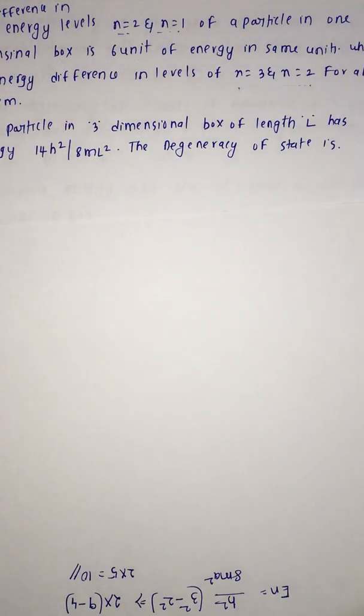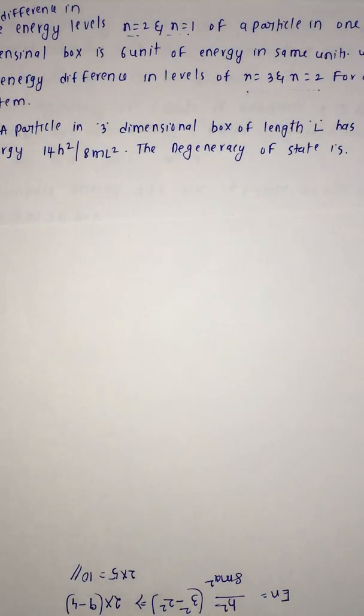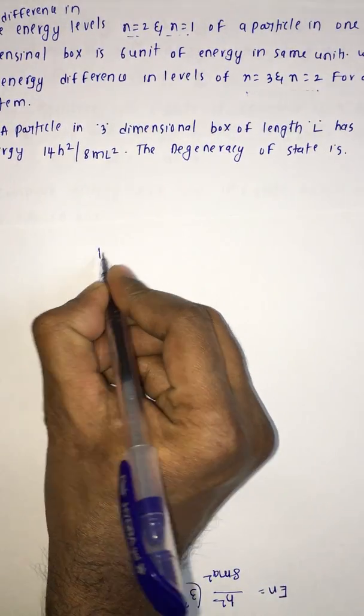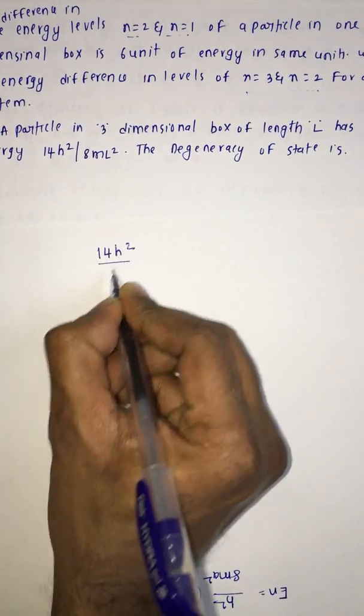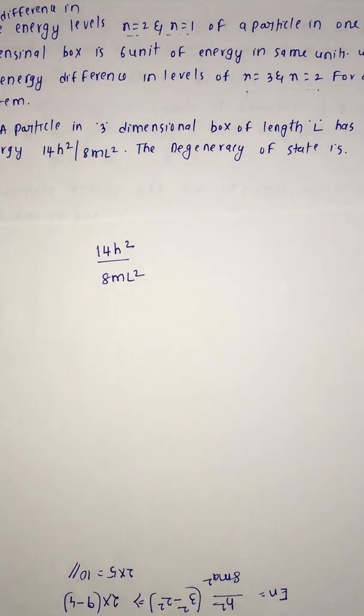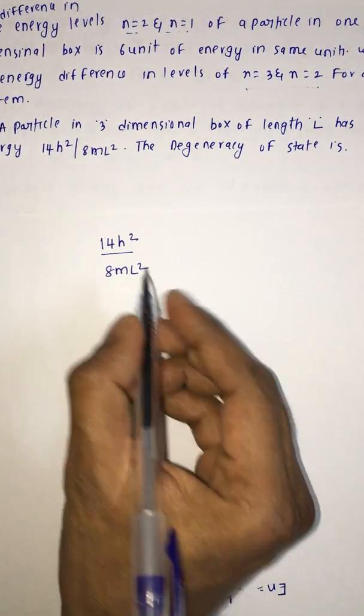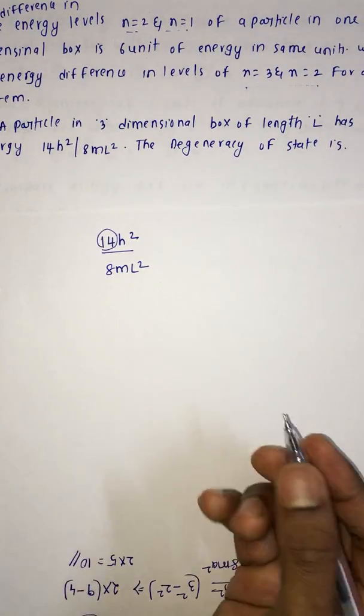And the second problem: a particle in a one-dimensional box of length L has an energy of 14 h square by 8ml square. What is the degeneracy of the state? Degeneracy means how many possibilities there are. So for 14, we have to find the degeneracy.